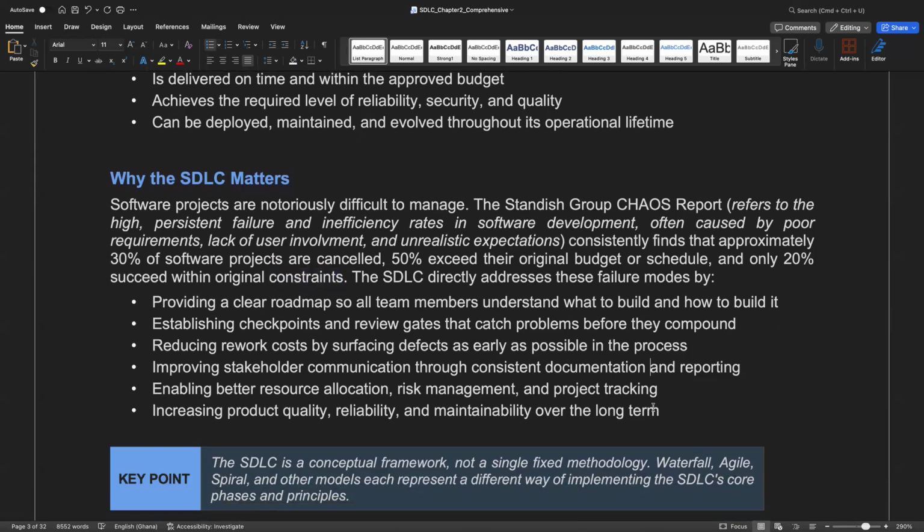When people realize that the software development lifecycle is very important, it enables you and I as a company to better resource our personnel, be it money, be it computers, be it all that it takes to build the system, and the risk management.